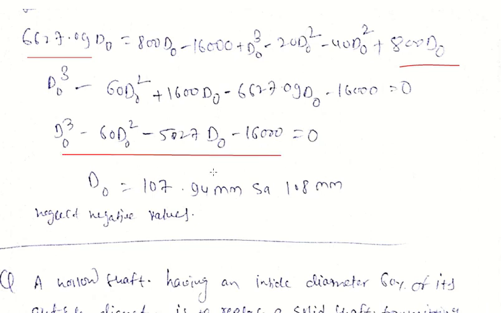We solve this equation with a calculator, and it will give 107.94 mm, so approximately 108 mm. This is the outer diameter of the shaft, and the inner diameter is the outer minus 40 mm. Inner diameter is 68. Okay.